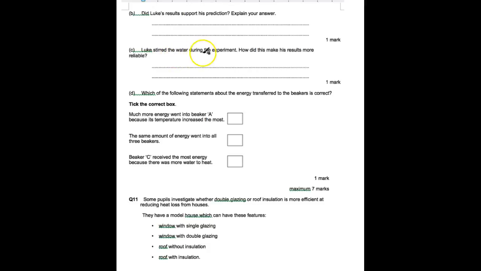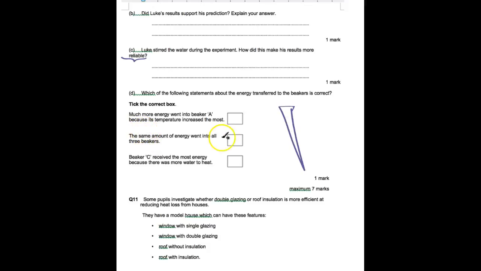Luke stirred the water during the experiment. How did this make his results more reliable? So here the word reliable, we've learned it to mean repeating the measure many times, but it can also mean more consistent results. And you all got this right. This was a fine question. It spread the heat throughout the container. This question was hard for you.